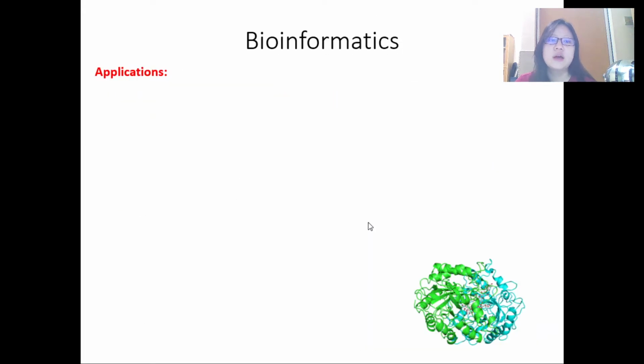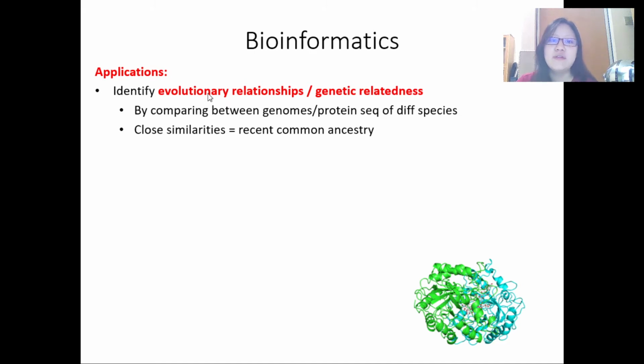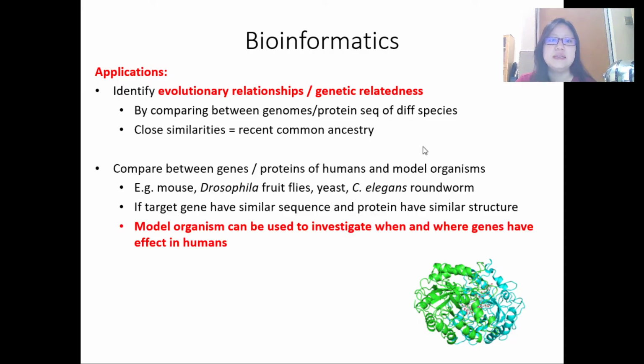It is for, number one, as I said just now, identifying evolutionary relationships to find genetic relatedness. We use bioinformatics in order to find evidence for evolution as well. If you don't remember what this is about, you can refer to my video two chapters ago on the evidence of evolution. But basically, what that slide says is that the closer the similarities in DNA sequences, the more recent the common ancestry they have. It means the closer the similarities in sequences, the more related those two individuals are, or those two species are.